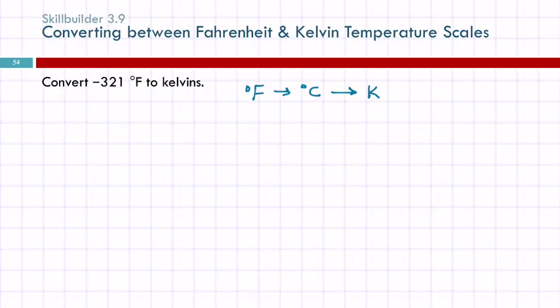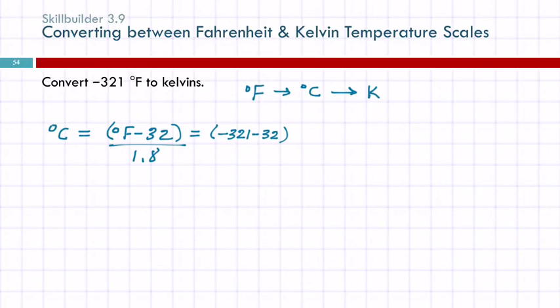So, Fahrenheit to Celsius. The Celsius temperature is equal to the Fahrenheit temperature minus 32, that whole quantity divided by 1.8. This time I don't need to rearrange the equation. I'm going to take my Fahrenheit temperature, which is negative 321, and I'm going to subtract 32, and that quantity divided by 1.8. Now, there are pitfalls in doing this on your calculator.